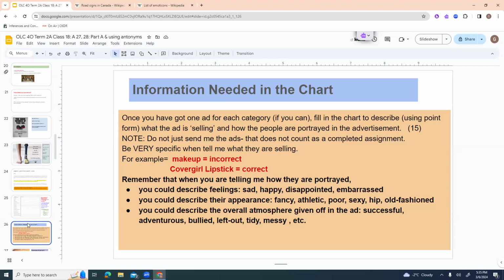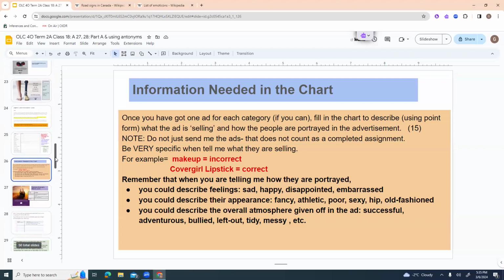You could also describe the overall atmosphere given off in the ad, which could be related to the props or the colors or whatever they're doing. Does it seem like they're trying to show people as being successful, adventurous, bullied, left out, tidy, messy? What kind of vibe, I guess, basically are you getting from the ad? So here is an example of what I mean.